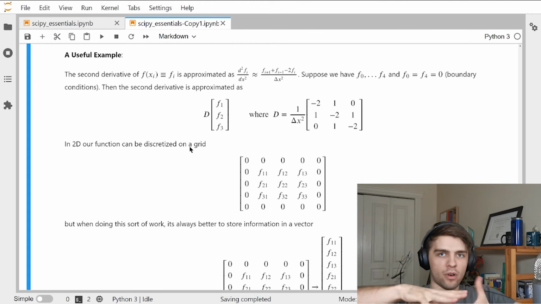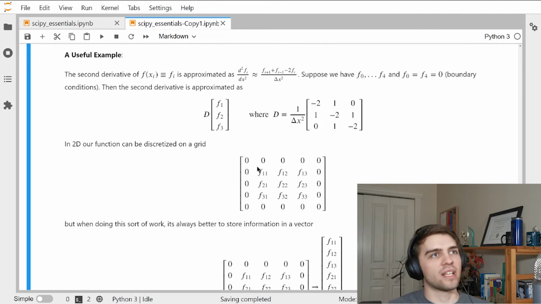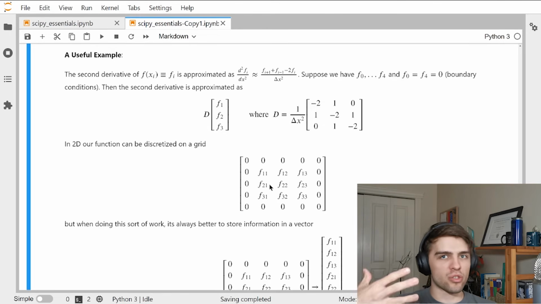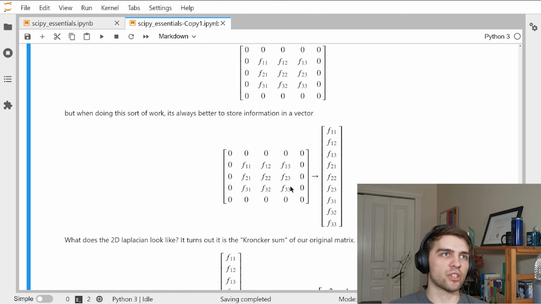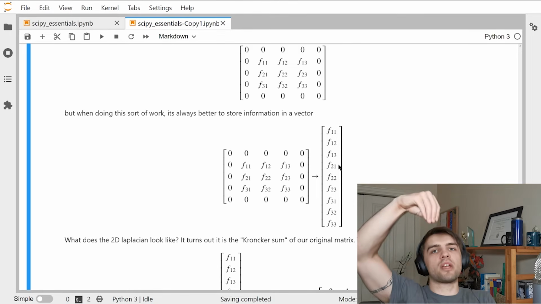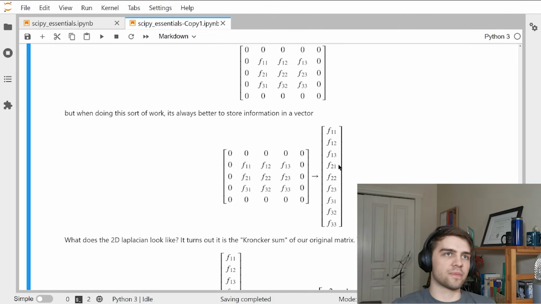In 2D, however, our function is specified on a grid. And so our function might look like this with a 0 boundary condition on the outside, and then these are the values of our function in the middle. But when you're doing this sort of work where you're computing second derivatives like this, it's better to store this information as a vector. So I can convert this matrix here into the following vector. I just take the first row here, I put it like this. I take the second row here, I put it like this. So now all my information, I've stretched it out into a vector.